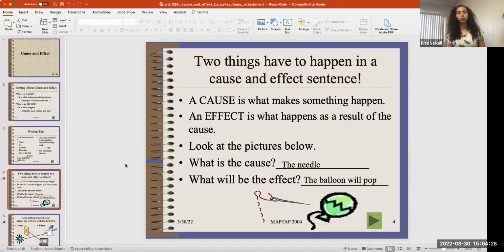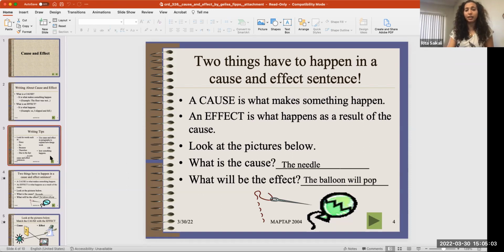What's the cause? What's going on in the picture? What do we see? We see a needle and we see a balloon. And that needle is pointing towards the balloon. What's the effect? What causes the balloon to pop? The needle. So what's the cause? The needle. What's the effect? The balloon will pop. So as a result of pricking the balloon with a needle, the balloon will pop. Cool?